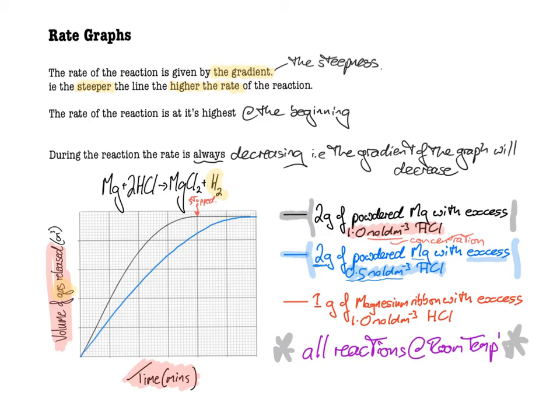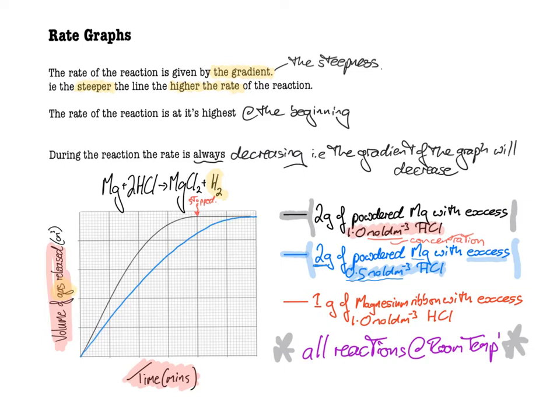Okay, let's just run through that again. It starts off shallower down here because I am using a less concentrated acid. It finishes at the same height but not the same point because I'm using the same amount of magnesium. Let's just remove those circles because I don't really need them going forward.